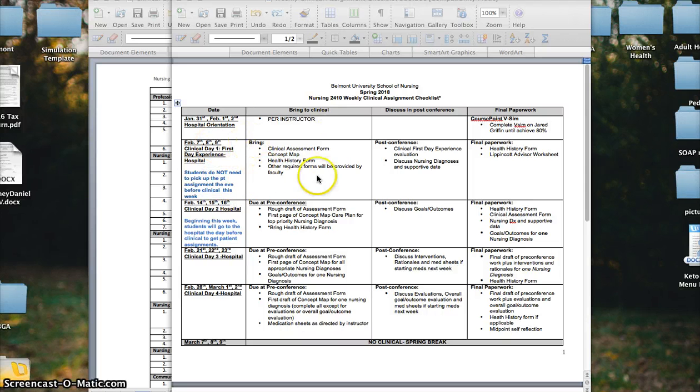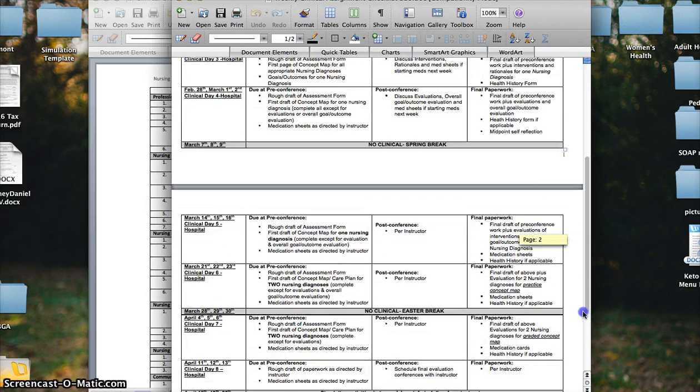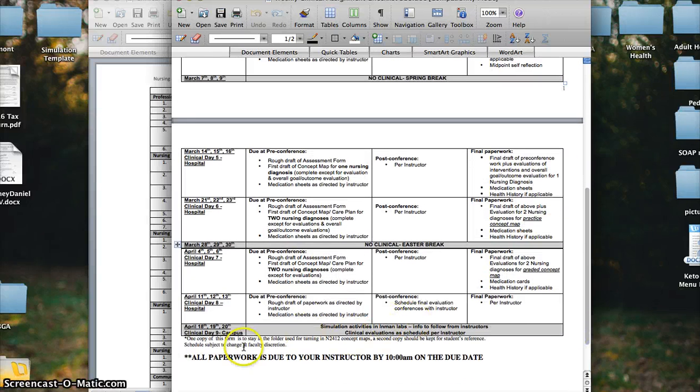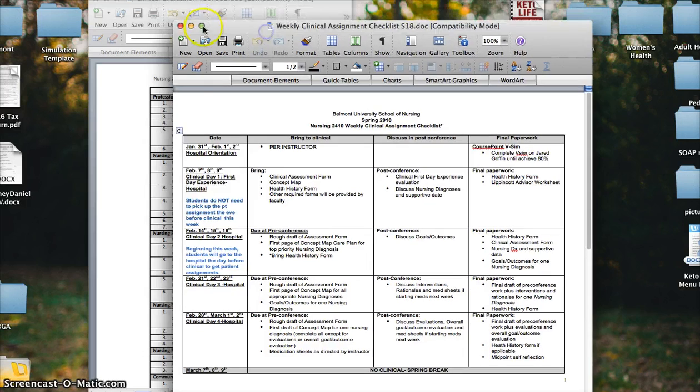It tells them what they need to bring. It talks about what we're going to talk about in post-conference, as well as what is due that week. And I'll talk about this stuff next week. That's how this form works. Sorry, let me scroll down a little bit. It gives us our breaks and everything. And also just know if a student ever tells you that they did not know what time paperwork is due, it is printed on this, and I have brought attention to it as well this week when we met.